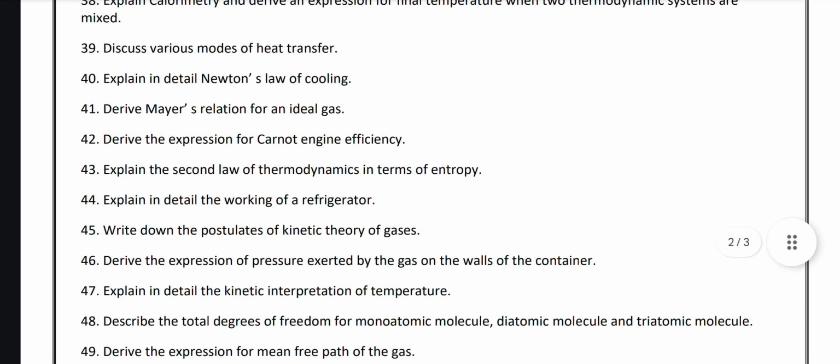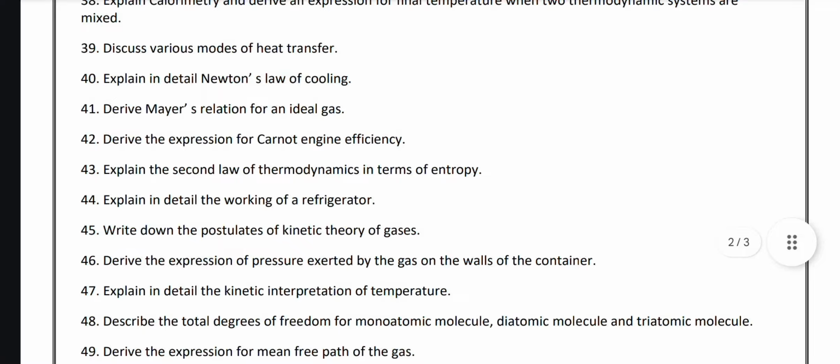41st, derive Mayer's relation for an ideal gas. 42nd, derive the expression for Carnot engine efficiency. 43rd, explain the second law of thermodynamics in terms of entropy. 44th, explain in detail the working of refrigerator. 45th, write down postulates of kinetic theory of gases.